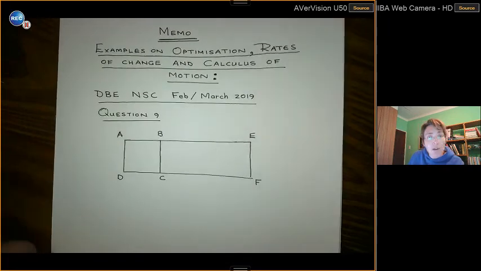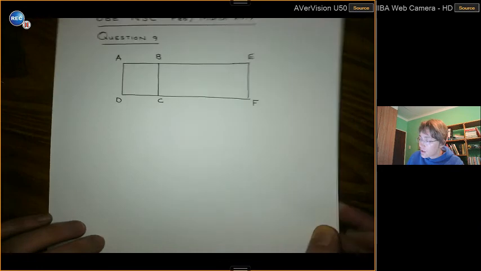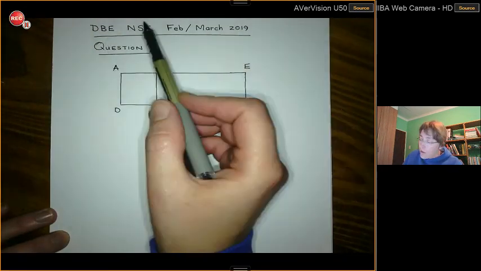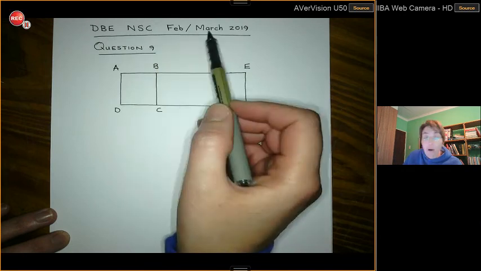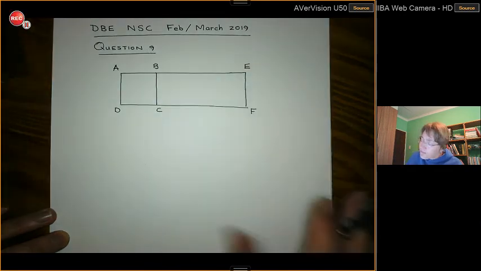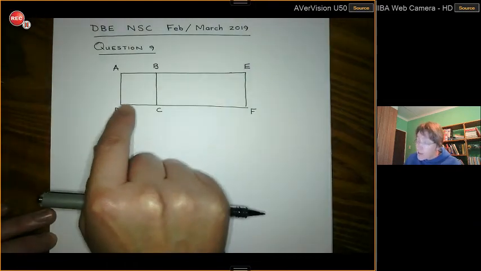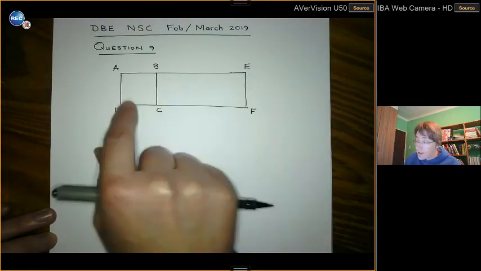Right, so let's look at the first question on this particular worksheet. This particular question is from the Department of Basic Education, from their National Senior Certificate, February-March 2019, and it's question 9. So what they say in this particular question is, a piece of wire that is 6 meters long is cut into 2 pieces.